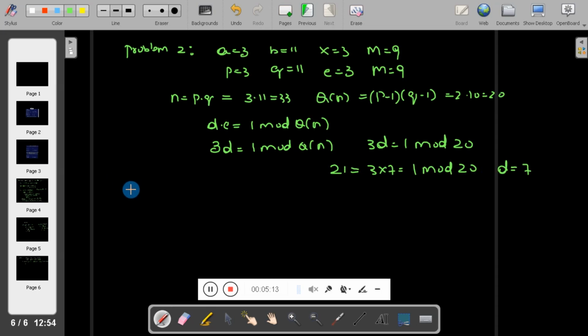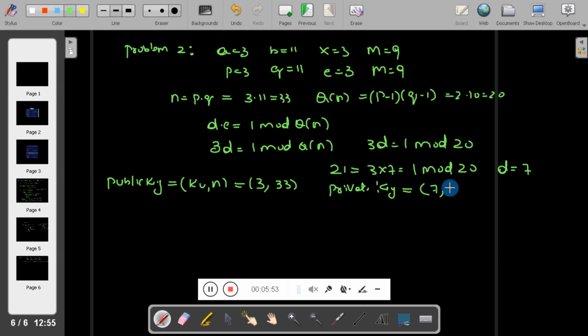We now have the public key and private key. Let me write here: the public key is (e, n), that is 3 comma 33, where n is 33, and the private key is 7 comma 33.